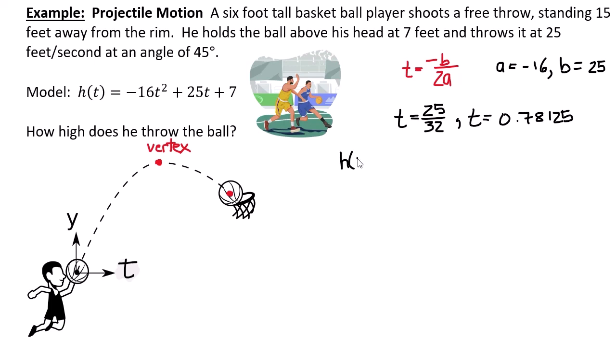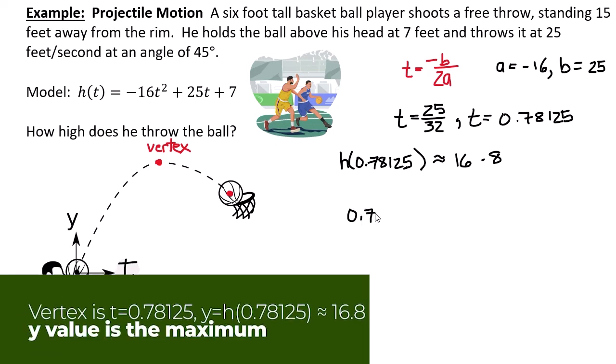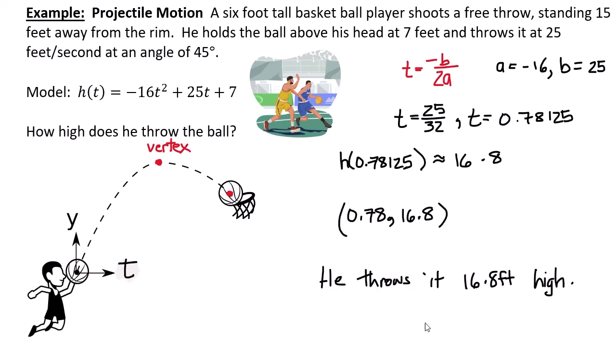So h at 0.78125 is approximately 16.8 feet. The vertex then is 0.78, I'm going to approximate that, seconds, and it reaches 16.8 feet in height. So how high does he throw the ball? He throws it 16.8 feet high.